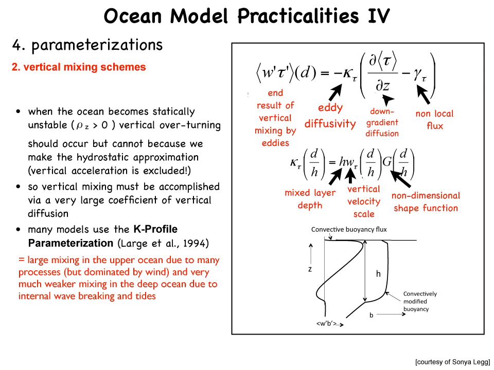Now, many models use what's called the K profile parameterization. And again, the details I'm not going to spend much time on. But essentially, this is injecting a very large vertical mixing in the upper ocean due to many processes, but mostly due to wind, and a very much weaker vertical diffusivity in the deep ocean, mostly due to internal wave breaking and tides. Okay?